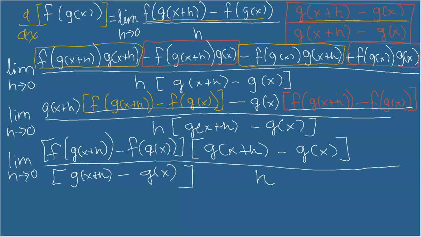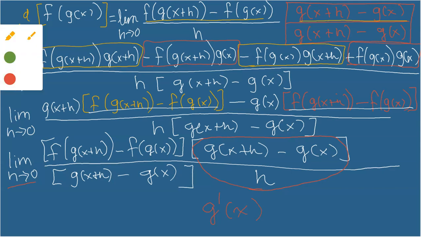And the reason why is because the limit as h goes to 0 of g of x plus h minus g of x, all divided by h, is the derivative of g. That's what the definition of the derivative is, right? Limit as h goes to 0 of g of x plus h minus g of x all over h, that's the definition of the derivative of g.